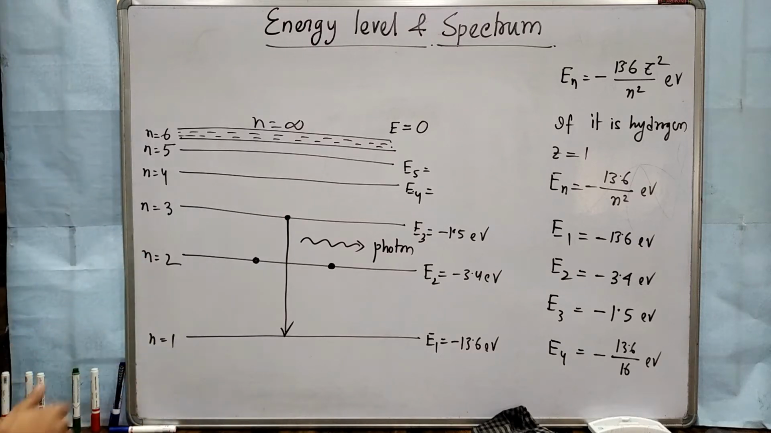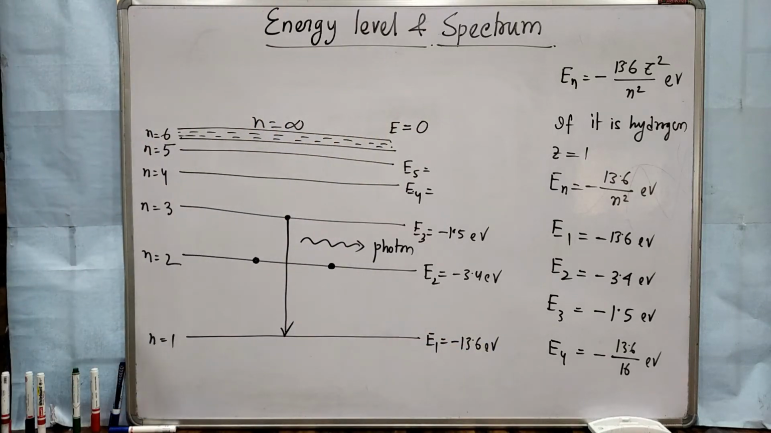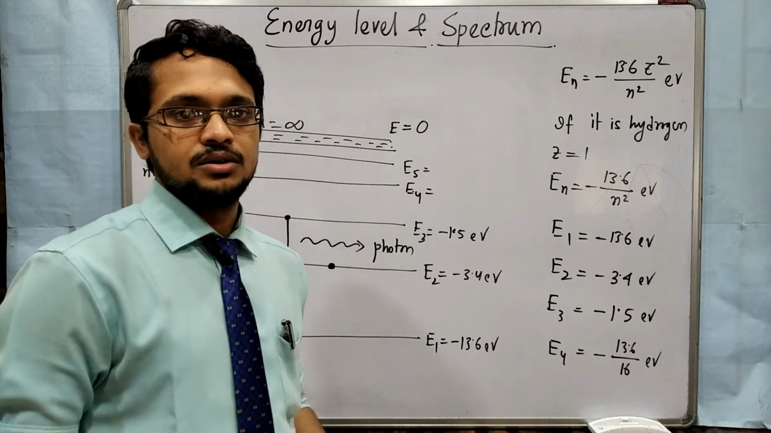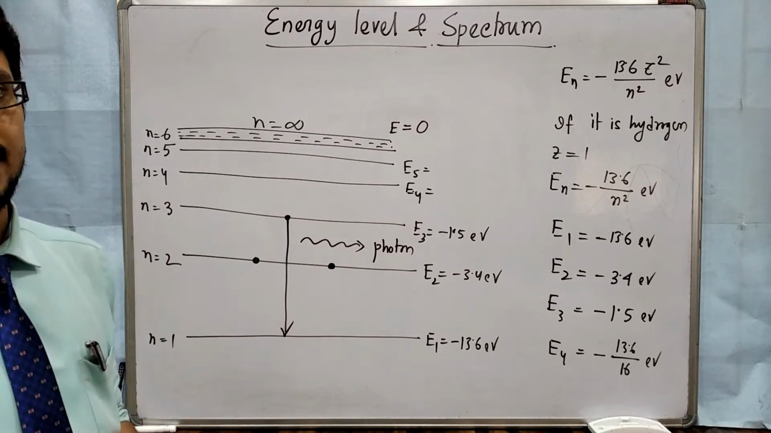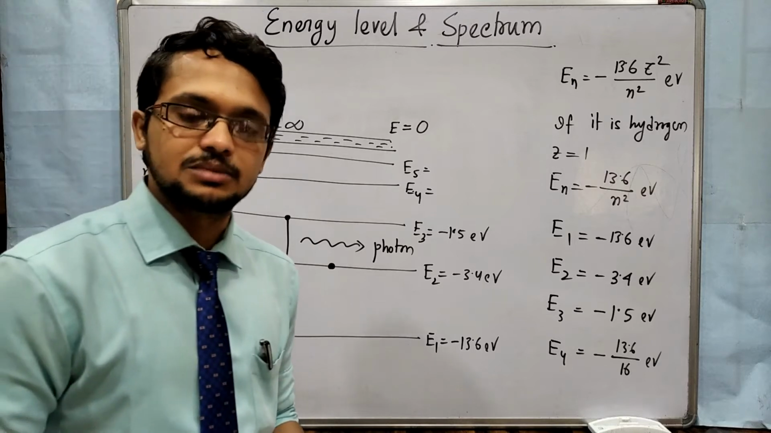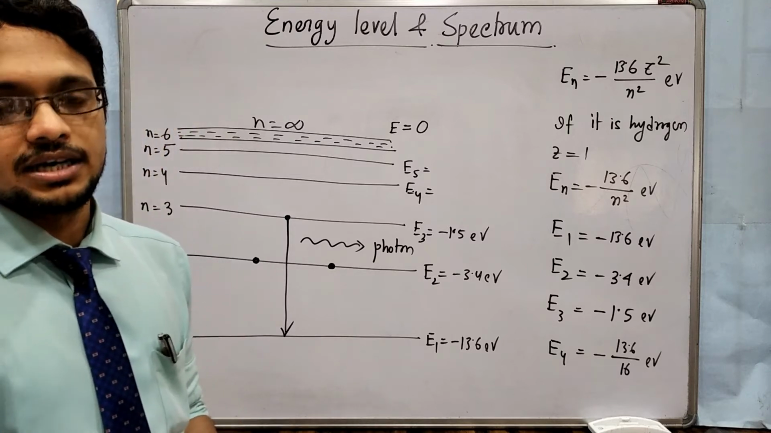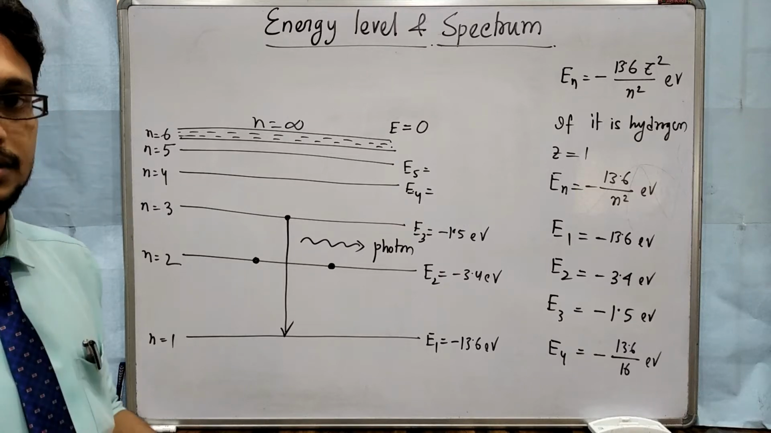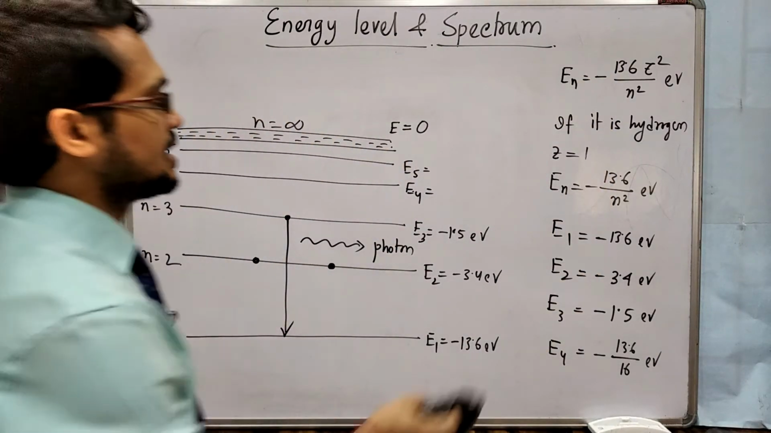Okay, so now we will see how we can calculate the frequency and wavelength. One important thing is that in the hydrogen spectrum we get a line spectrum. I already told that when I was discussing Rutherford's atomic model. According to Rutherford's model we should get a continuous spectrum, but that cannot be explained by Rutherford's atomic model. So that was the drawback. Actually, we get a line spectrum in the hydrogen atom.